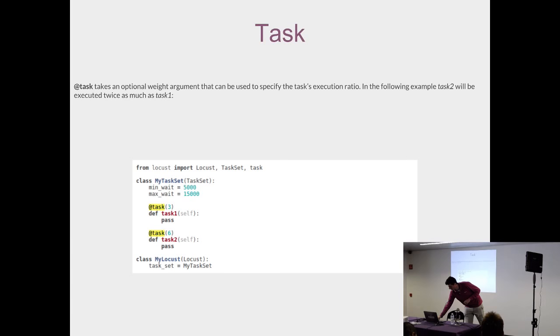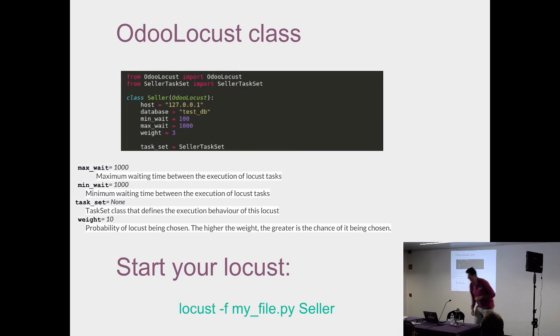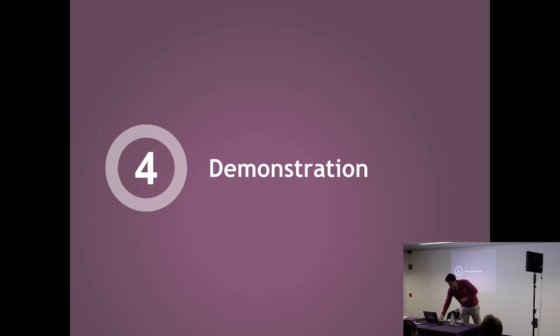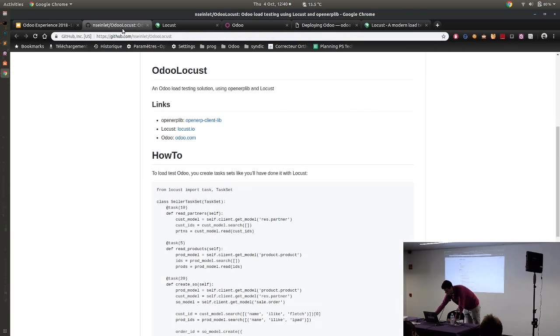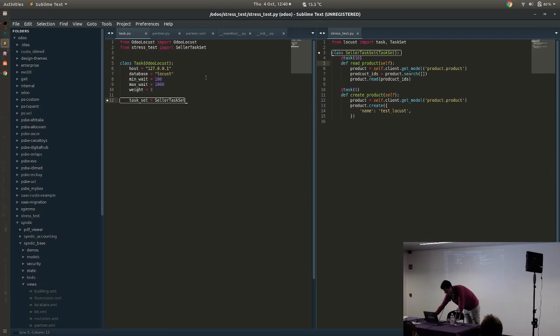So that was the last file, and then we can load Locust just with this command: locust -f with the file you just created and the class you want to test. So that's all for the theory. Now I will show you what we do in the code.